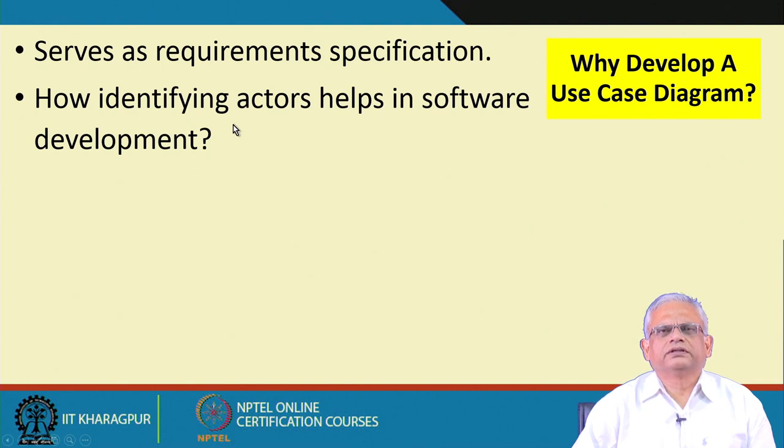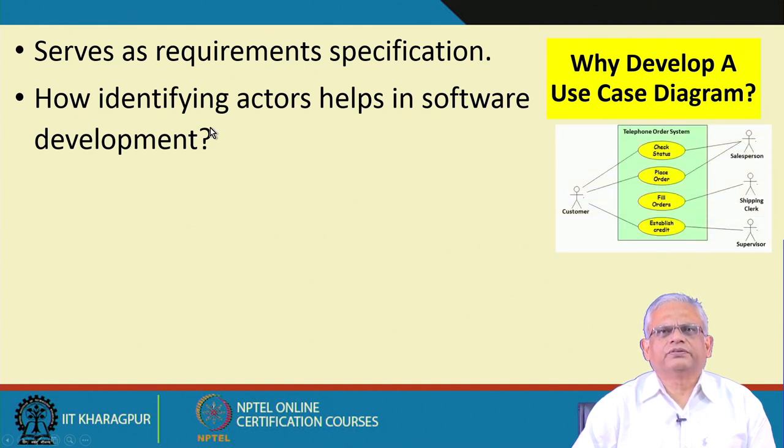Because surely, identifying the specific type of user who will use this does not help in the implementation. That is, it appears so from a first understanding, but if we look deeper. So, this is the use case diagram and we identify various categories of users who will use this. This user is using these three use cases and this one is using two use cases and so on.